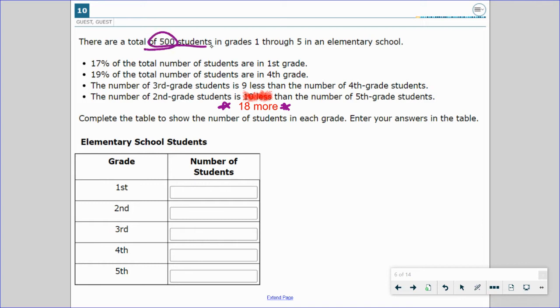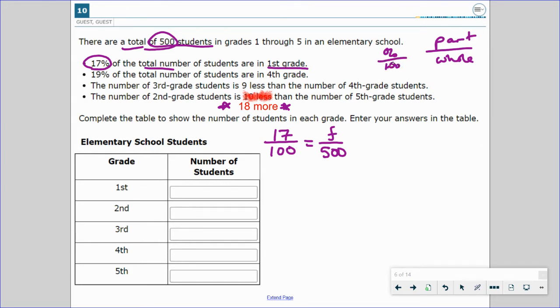Total of 500 students. I'm going to underline that word total, grades 1 through 5. 17% of that total number are in first grade. So let's talk about that first. Anytime I hear 17%, I know any percent is per 100. Now in this case, we know the total, but we do not know the part, in this case, the first graders. Remember, it's always part versus whole or total. Meanwhile, it's also percent versus 100. These are relationships. That's why we write them in ratios.